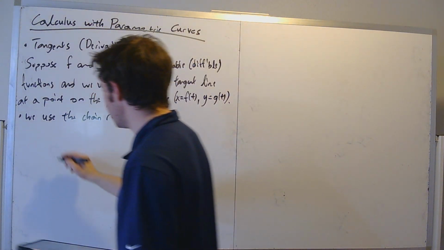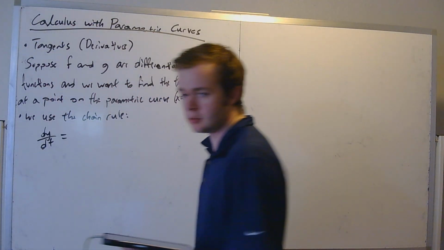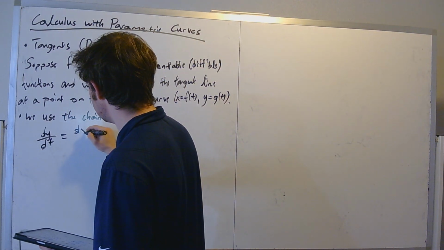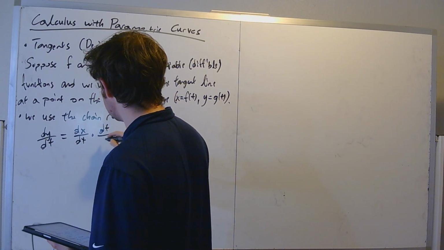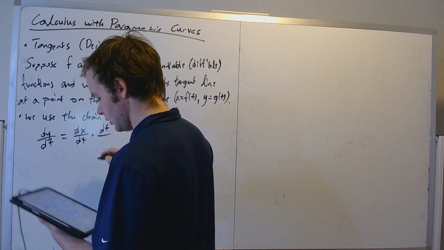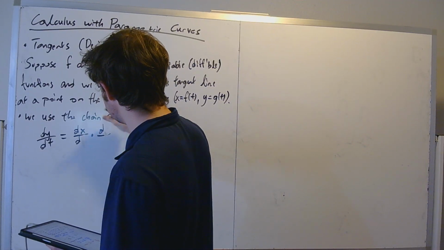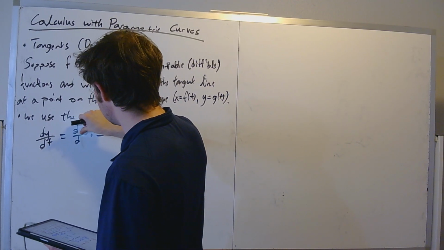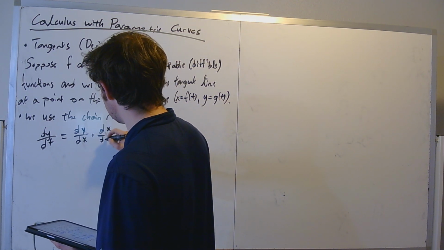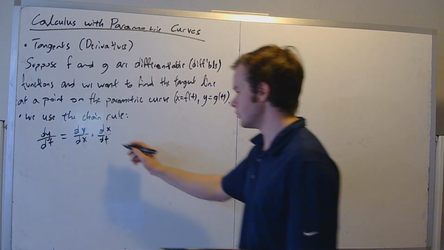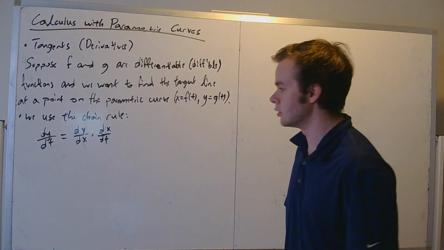Okay, so let's say that we have dy by dt. Well, the chain rule says that this is the same thing as dy by dx times dx by dt, right? So kind of what you can think of is the fractions canceling out, the dx's cancel out, and you get back to what you started with.